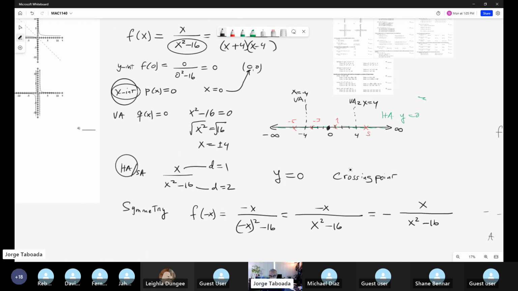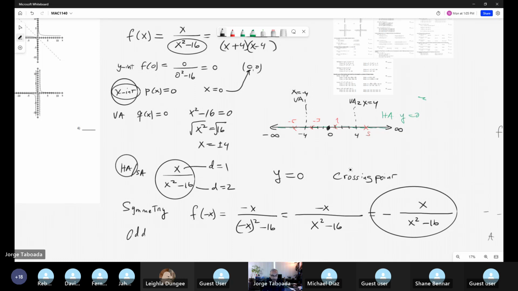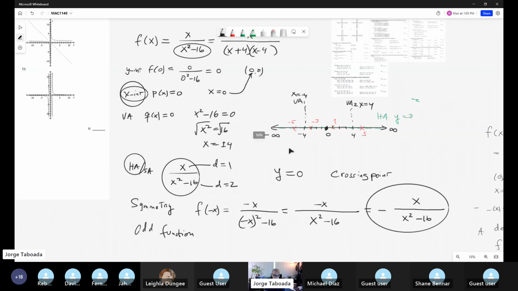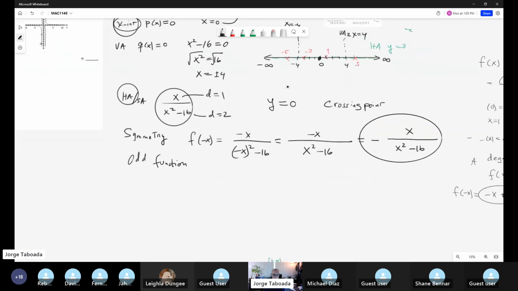So when you compare this expression and our original expression, you see, wow, it's the opposite sign. A typical odd function. This is an odd function. Therefore, you have symmetry with respect to the origin. And for example, you evaluate at one point, for example, you evaluate f of 1. I pick one, remember?